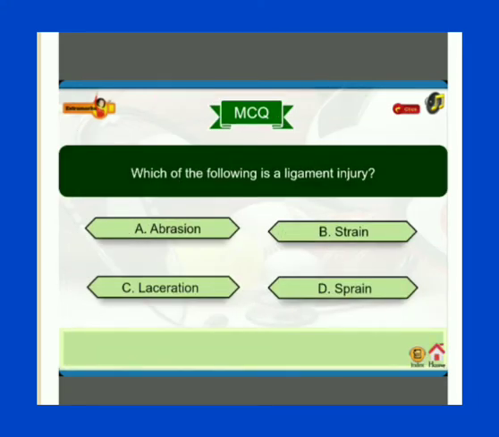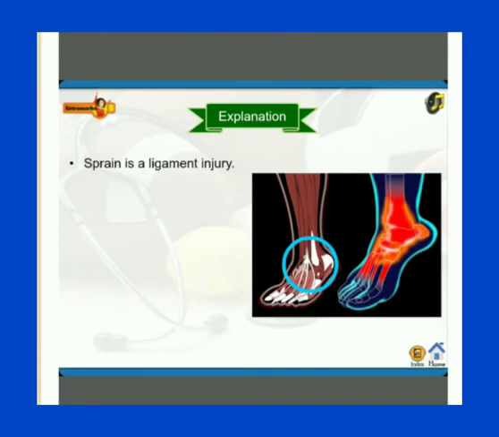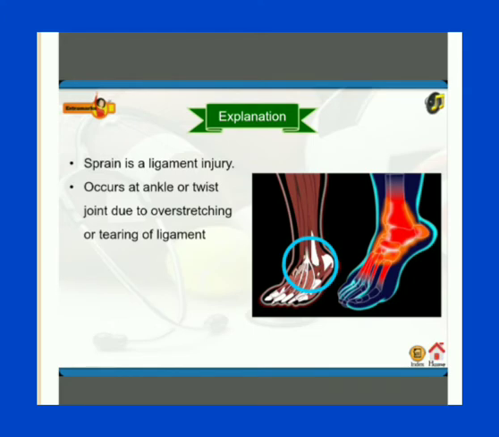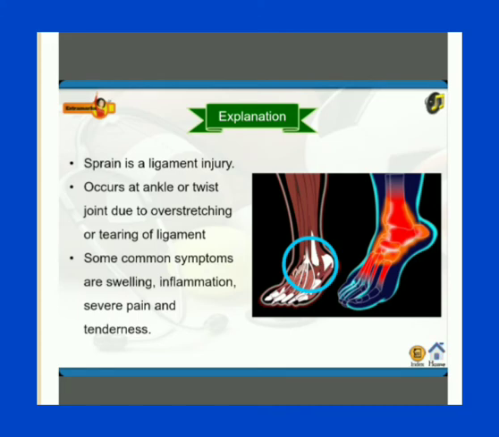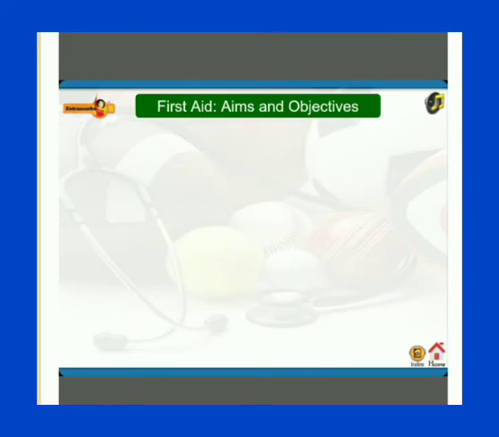Test yourself. Which of the following is a ligament injury? The options are A. Abrasion, B. Strain, C. Laceration, D. Sprain. Explanation. Sprain is a ligament injury. It occurs at the ankle or wrist joint due to overstretching or tearing of a ligament. Some common symptoms are swelling, inflammation, severe pain and tenderness.